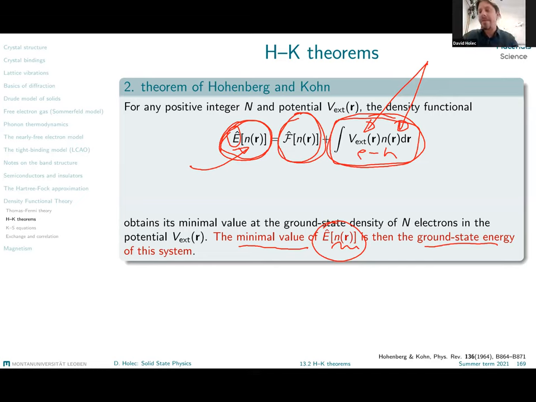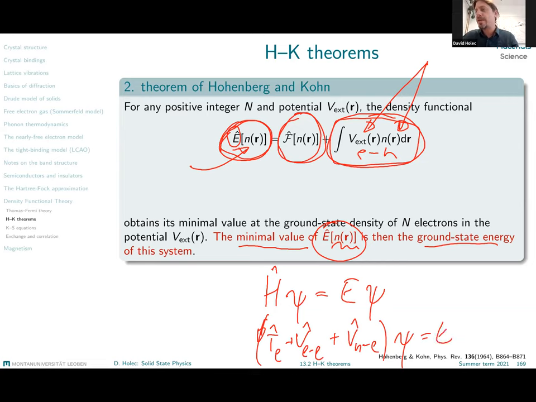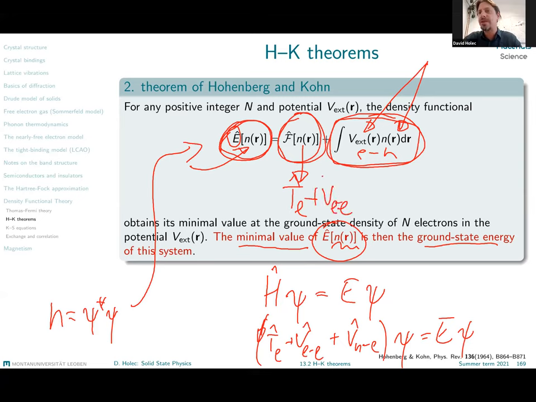So eventually, if we have a Hamiltonian and we search for its solution, in this Hamiltonian we have the kinetic energy of the electrons plus the electron-electron interactions plus the electron-nucleus interactions, which acts on a wave function. Suppose we find this solution, this wave function psi, then n, which will be psi star psi, will minimize a functional that is defined exactly in this way, where this first part is our electronic kinetic energy plus electron-electron interactions, and the second part is the electron-nucleus interactions.